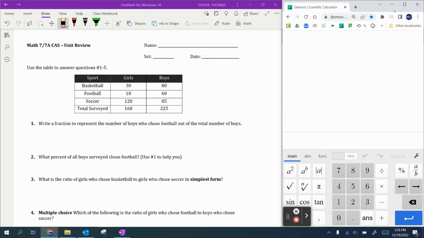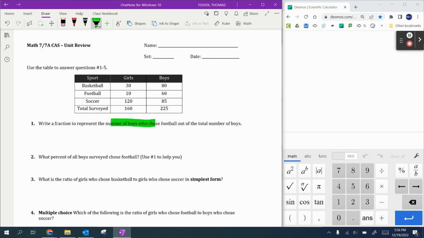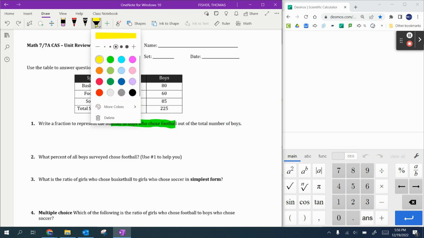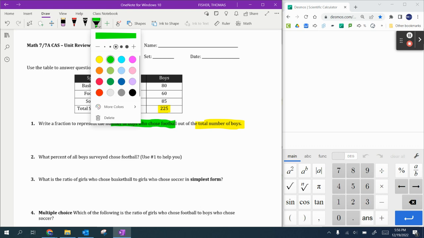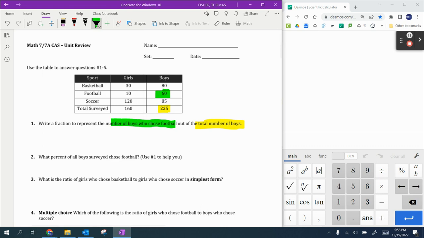So we're going to look at the entire unit review for the comparing and scaling unit. You'll see here, number one, write a fraction to represent the number of boys who chose football out of the total number of boys. Those are our two numbers that we need. I'm going to use two different colors here. So total number of boys, I'm going to make yellow. So boys total is right here, and number of boys who chose football is right here, 60.